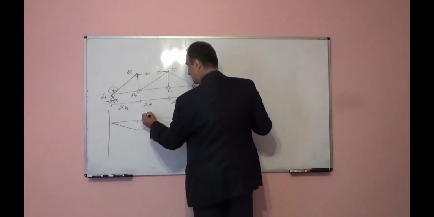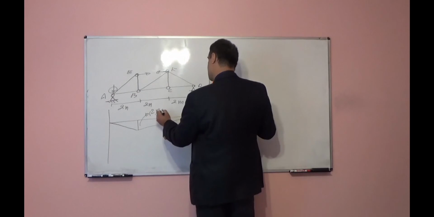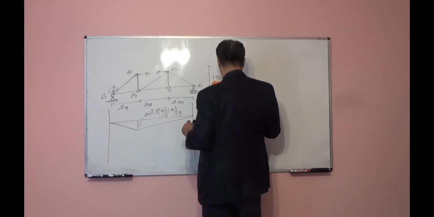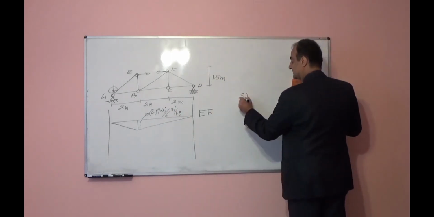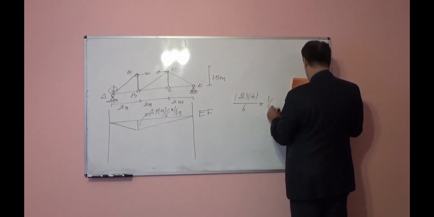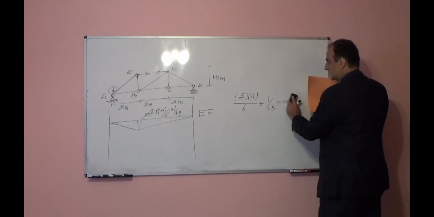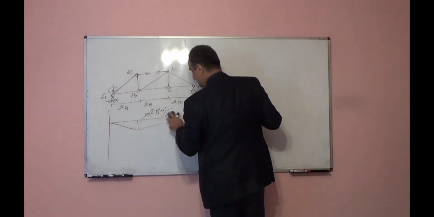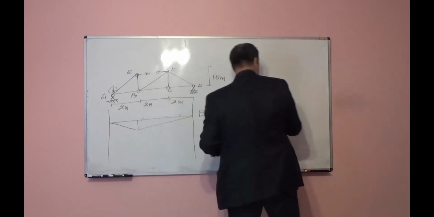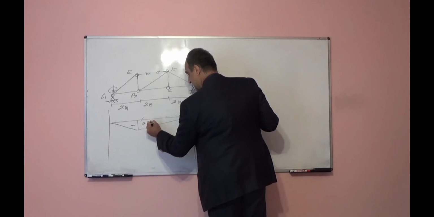Here, this height will be 2 times 4 divided by 6 times 1 over 1.5. So again I'm writing here 2 times 4 divided by 6 times 1 over 1.5 will be 0.888. So I can remove this. I can write this is negative and the height will be 0.888.